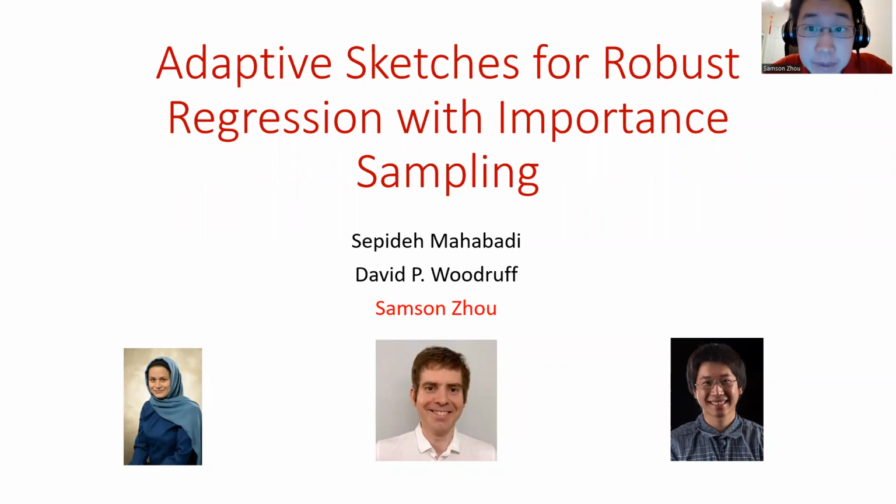Hello, this talk will be on adaptive sketches for robust regression with importance sampling by Sepideh Mahabadi, David Woodruff, and I'm Samson Zhou.